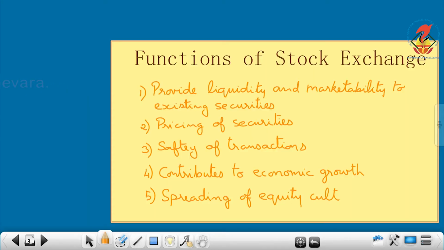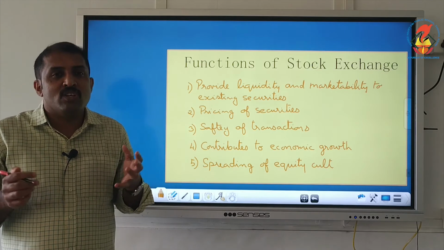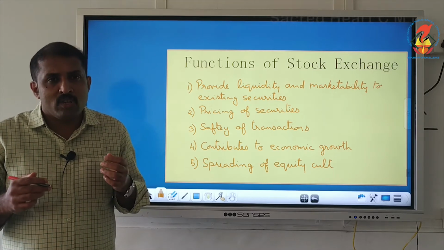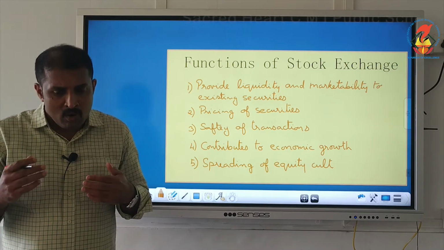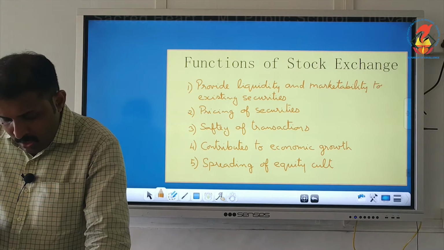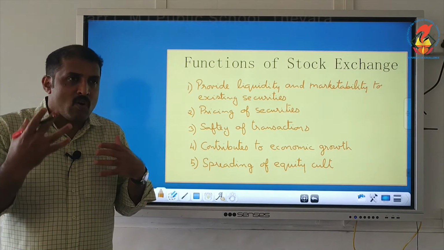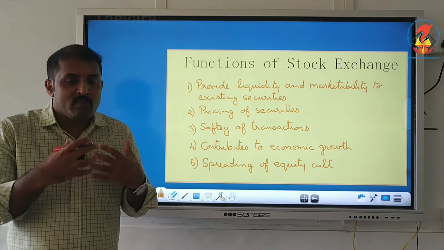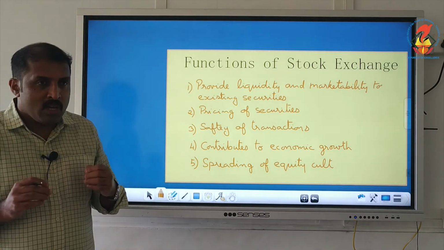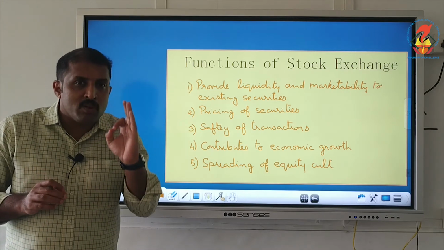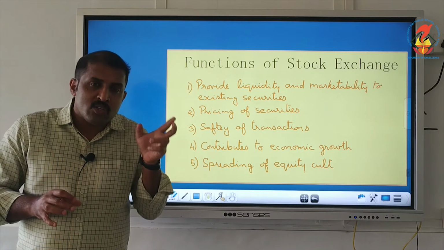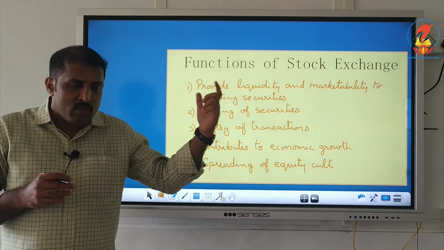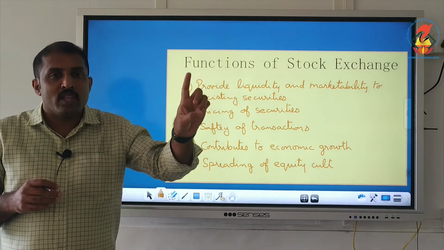Second one is pricing of securities. Price is being determined by demand and supply factors. According to the demand, the supply is being regulated, and on the basis of demand and supply, shares are constantly evaluated on the basis of performance, availability, and investors. The constant valuation helps to determine the price of each security. So considering the factors of demand and supply and the constant valuation happening in stock exchange, we are able to price the securities. That is another function performed by stock exchange.